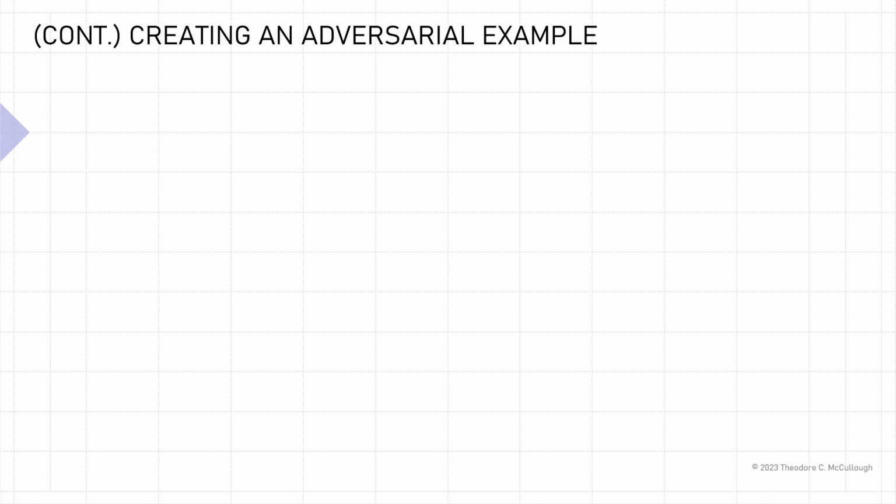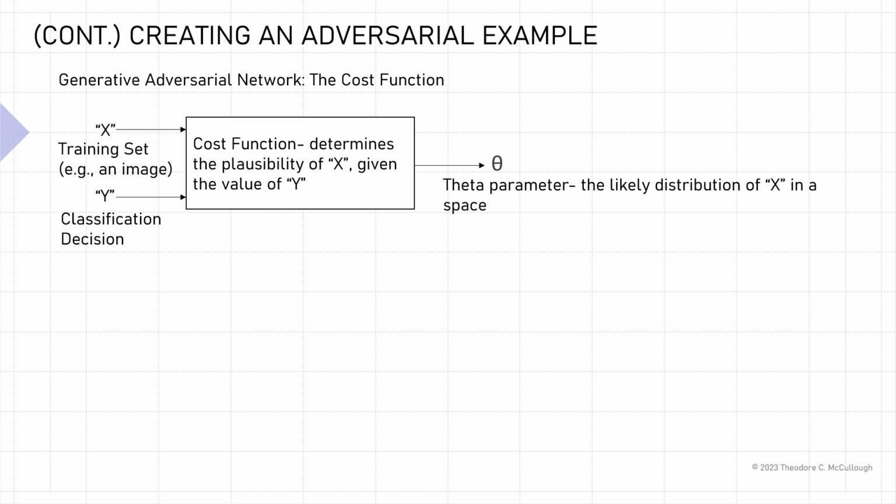Critical to understanding a GAN is the concept of the cost function. The cost function is a function that is passed the training set in the form of x and a classification decision in the form of y, and then it basically makes a determination of the plausibility of x for a given y, and then uses this determination to create what's called a theta parameter, which is the likely distribution of x in a particular space.